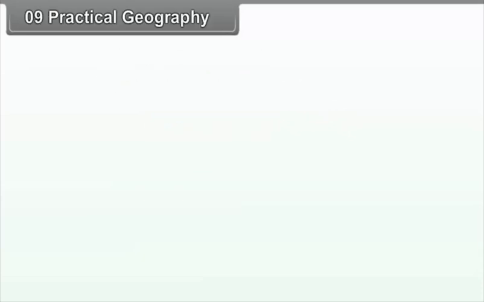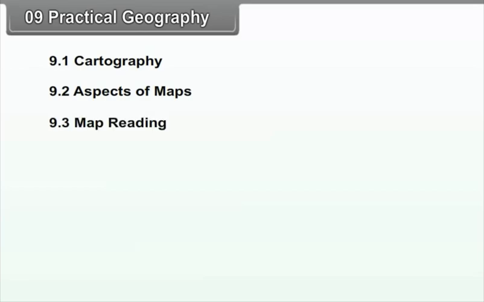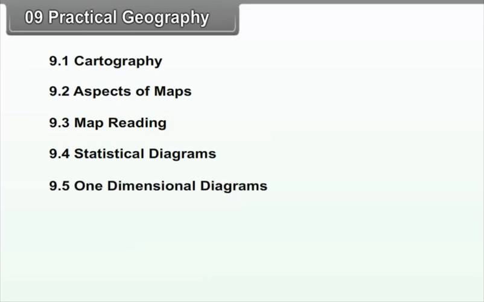Chapter 9 Practical Geography. We will study the following points in this chapter. 9.1 Cartography. 9.2 Aspects of Maps. 9.3 Map Reading. 9.4 Statistical Diagrams. 9.5 One-dimensional diagrams. 9.6 Two-dimensional diagrams.